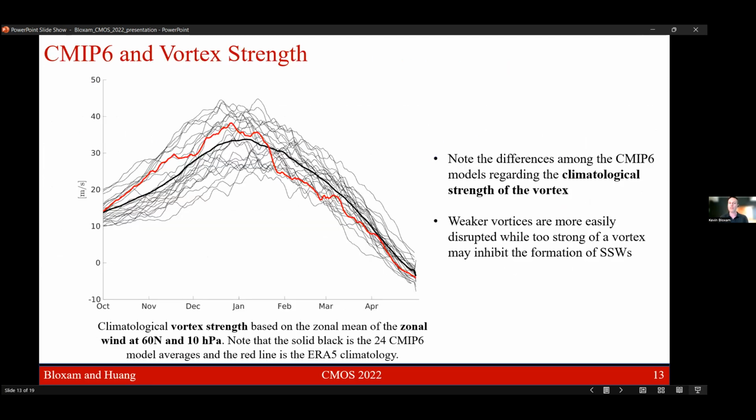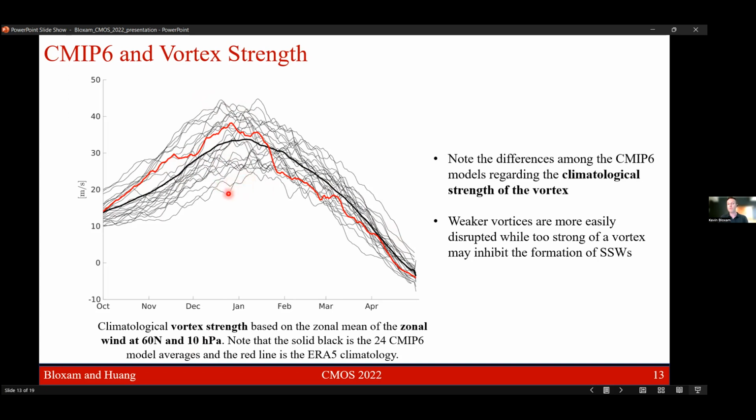And then even when we look at the vortex strength among the models, so all of the light gray lines here, those are the climatology of the CMIP6 models, again, looking at 10 hectopascal and 60 north. And the black solid line is the average of all of them. And for reference, in the red is the ERA5 reanalysis climatological vortex strength. And so you can see just how large of a variability there is among the vortex strength even.